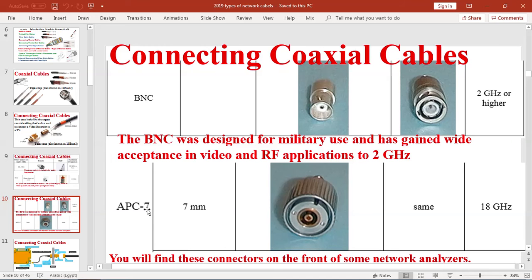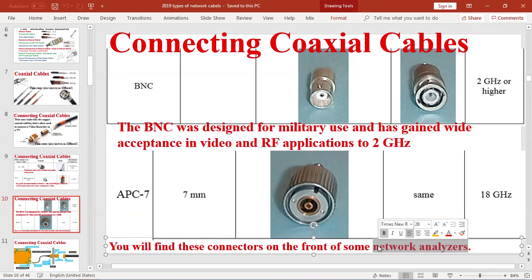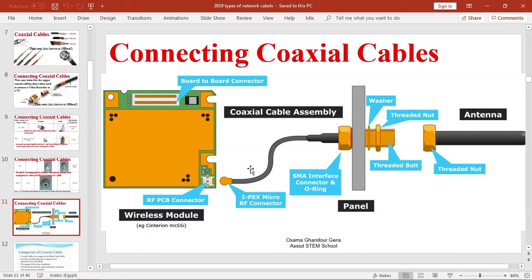Another type is the SMA7, whose frequency is 18 gigahertz, same as this. And this is used in network analyzers and some devices such as routers and network analyzers which control the network system. What else? We have connecting coaxial cables. We see here this is the antenna, and this is the coaxial cable which is connecting the antenna of the access point to the internal of the access point, which is the network card here.